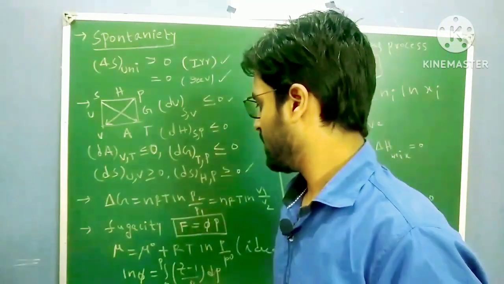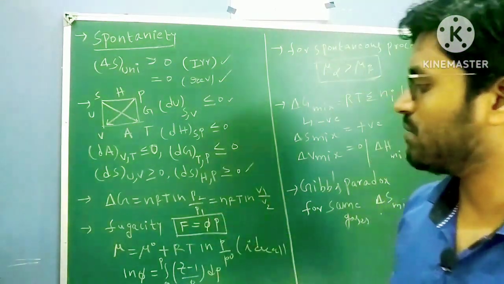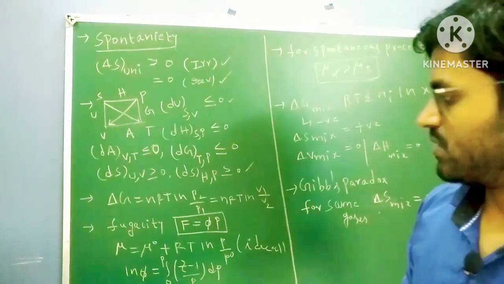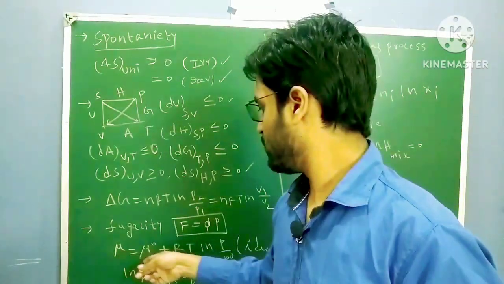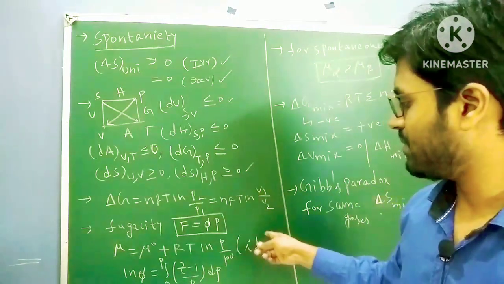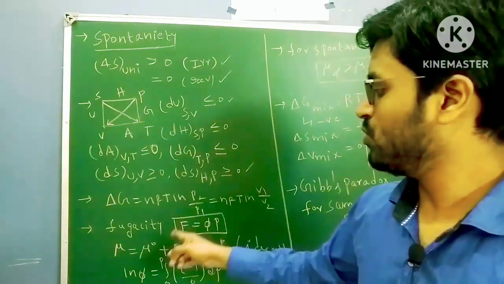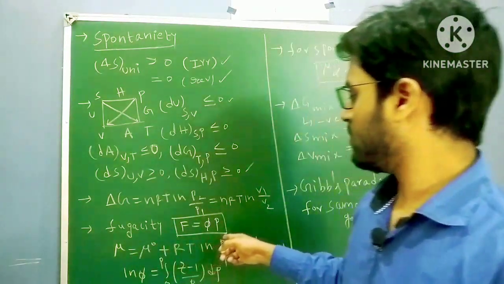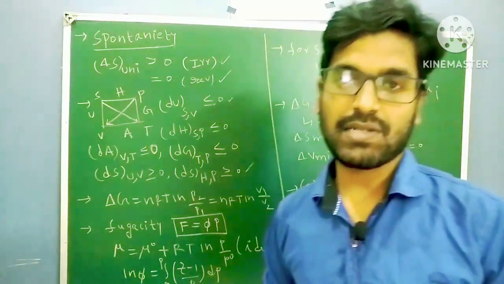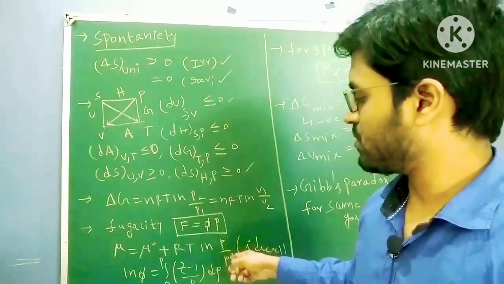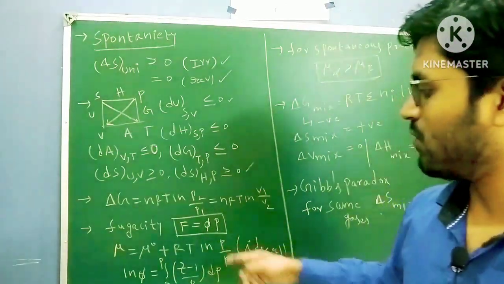Next, fugacity. So fugacity equal to phi into P, right? So this phi is nothing but your fugacity coefficient. Fugacity is nothing but real pressure, right? So mu equal to mu naught plus RT ln P by P naught in terms of ideal gas. If you have the ideal gas, you have to write this equation. If you have the real gas, if the examiner mentions the real gas, instead of pressure you have to take fugacity f. So mu equal to mu naught plus RT ln f by f naught.